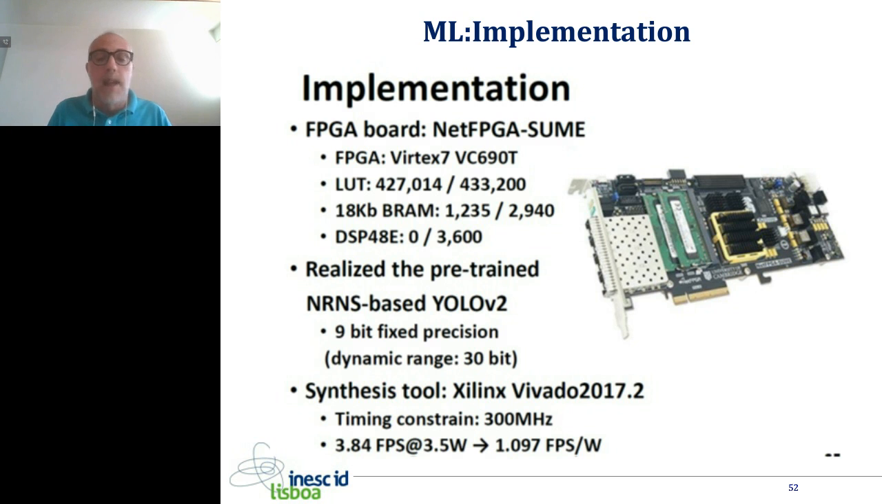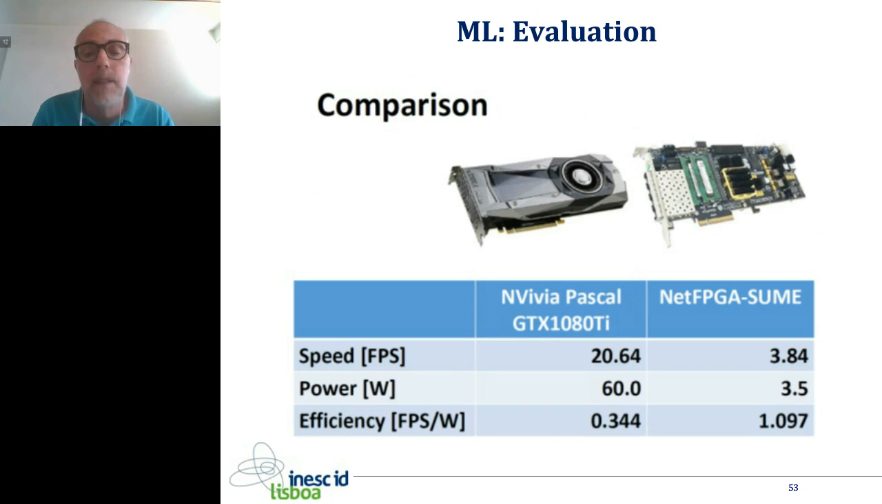So the conclusion is that if you do it not in an FPGA, but on a GPU, you can get much higher speed. You can compute 21 frames per second, while in the FPGA you only compute around 4 frames per second, but the power consumption is completely different. So if you look at the efficiency in terms of frames per second per watt, it is 1/3 when you compare the GPU with the FPGA.